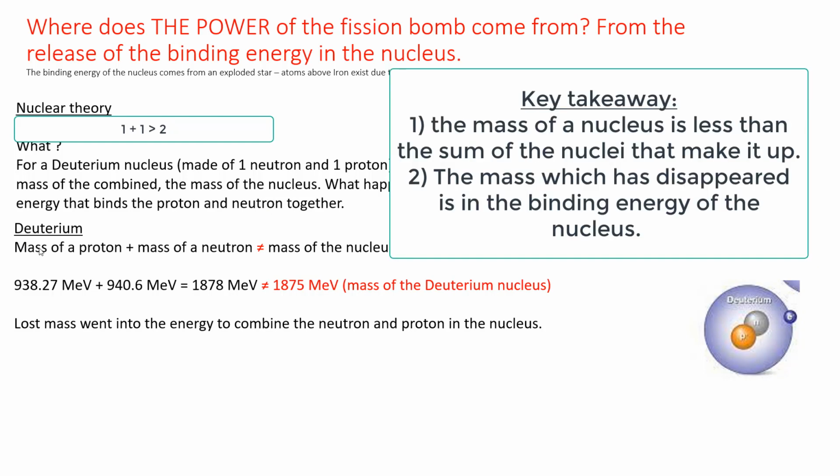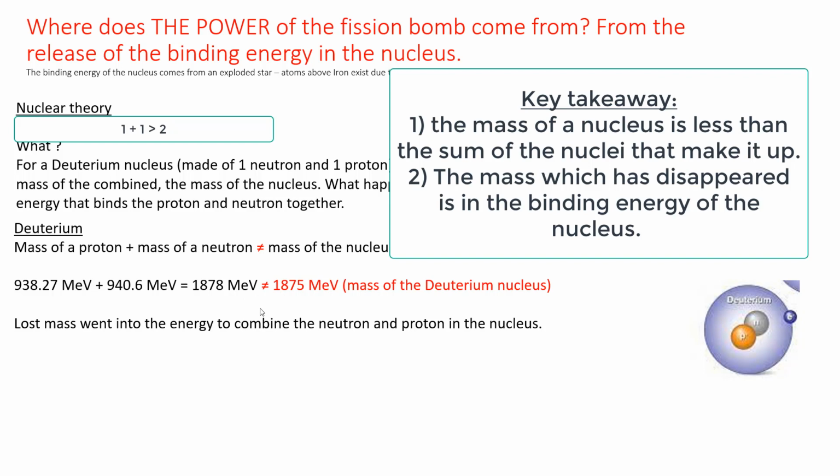Here are the numbers. The mass of a proton plus the mass of a neutron does not equal the mass of the nucleus. Here's the proof. Here's the mass of a proton in mega electron volts, and the mass of a neutron, for a total of 1878 mega electron volts. If we actually weigh the deuterium nucleus through some other means, we get 1875. So 3 mega electron volts was lost. Where is that energy? It's in the energy required to bind the neutron and the proton in this example.